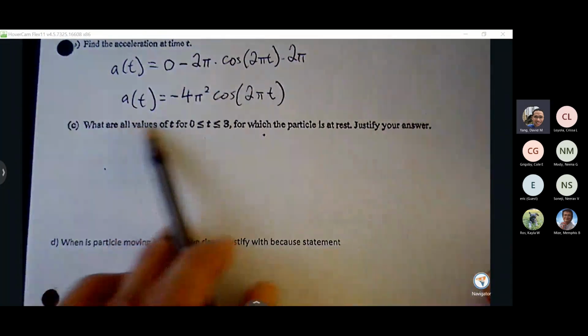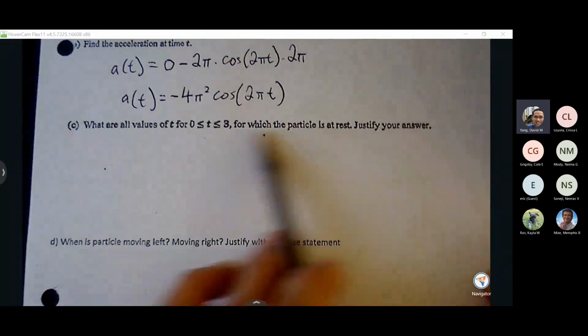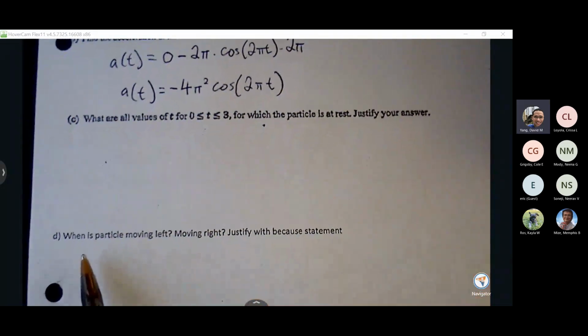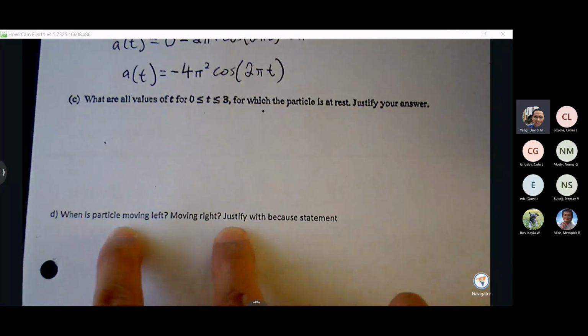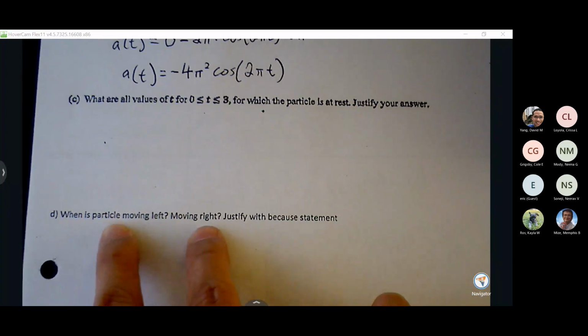Let's say part C wasn't here, okay? Let's say I completely eliminated part C, and I just jumped directly to part D. When is a particle moving left, moving right, justify with a because statement? So to get to this point, what information do we need? We need to first figure out when the particle is at what?